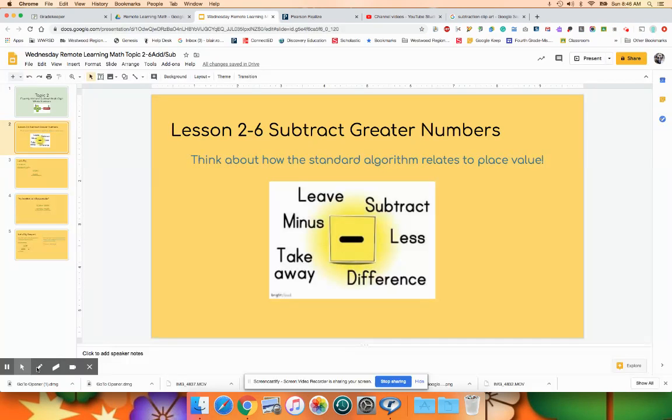Today we're going to jump ahead to lesson 2-6, subtracting greater numbers. We thought it'd be a good idea to review this one because sometimes we make some errors when the numbers are a little bit larger in our regrouping and lining up our digits.